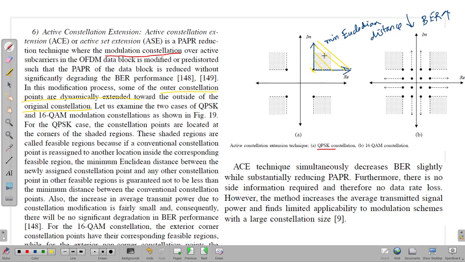And this shaded region is called the feasible region. That's mentioned here. It is called the feasible region because if a conventional constellation point is reassigned to another location inside the corresponding feasible region, the minimum Euclidean distance between the newly assigned constellation point and any other constellation point in this feasible region is guaranteed not to be less than the minimum distance between conventional constellation points.